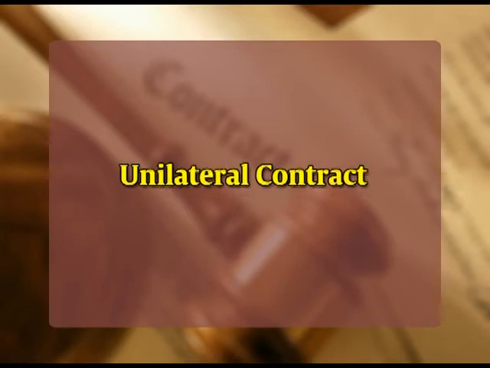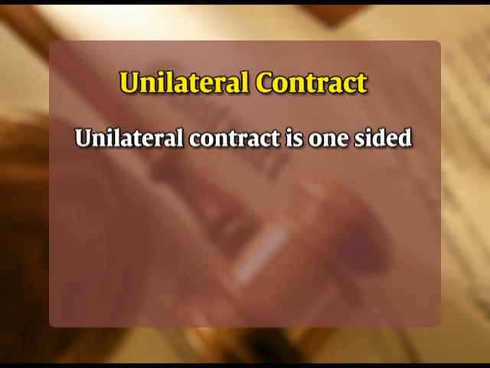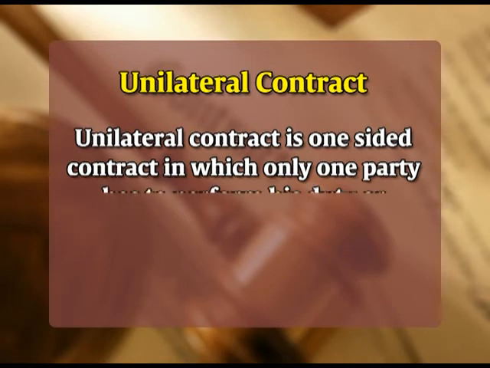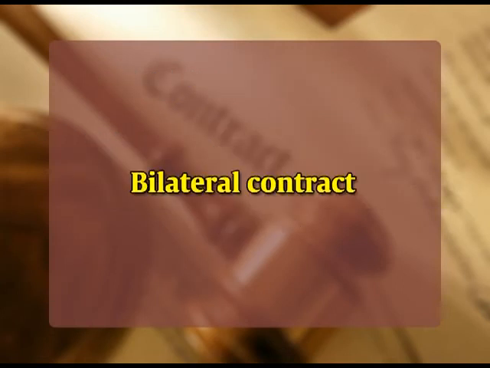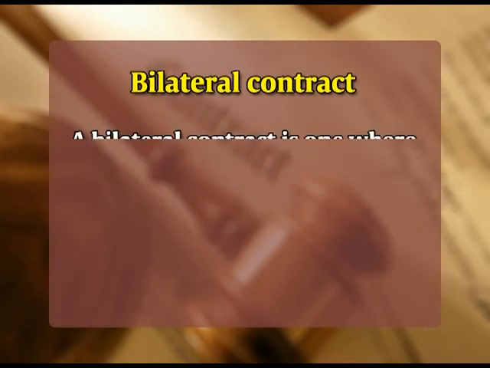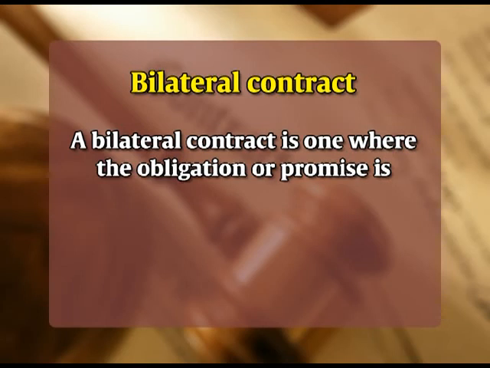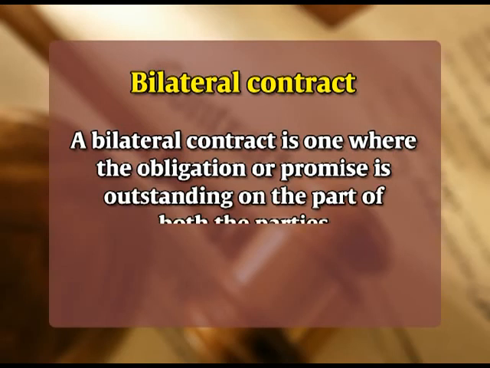Unilateral contract. A unilateral contract is a one-sided contract in which only one party has to perform his duty or obligation. Bilateral contract. A bilateral contract is one where the obligation or promise is outstanding on the part of both the parties.